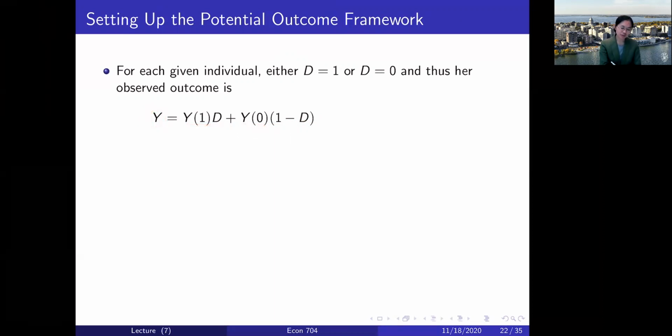Based on this equation, we first collect the terms that contain D. There are two terms that contain D, y1 times D minus y0 times D. So therefore, that equals (y1 minus y0) times D plus y0. Y1 minus y0 is the treatment effect, the individualized treatment effect.